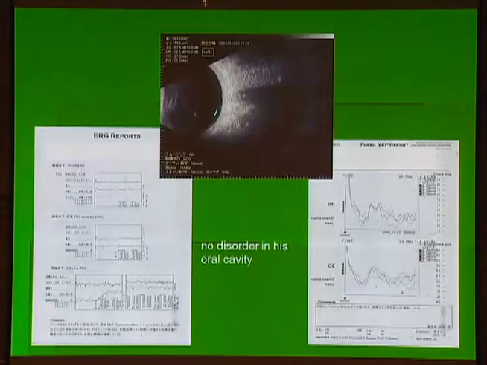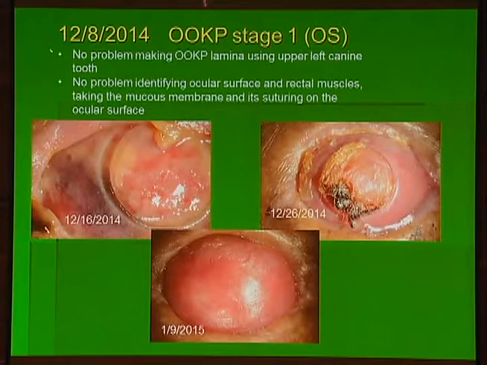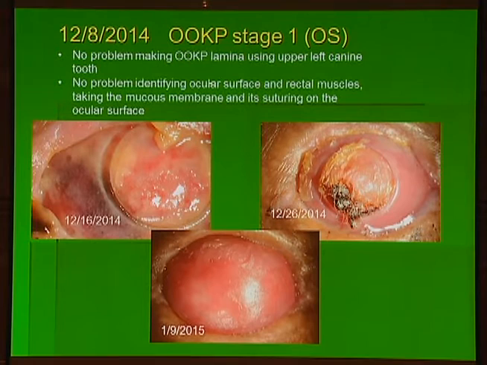Ultrasound looks good, and ERG and VEP were relatively normal, so we decided to do the surgery. In December 2014, OOKP stage one. The lung was quite smooth, with no problem making the OOKP lamina using the upper left canine tooth, no problem identifying the ocular surface and the rectus muscle, taking the mucous membrane and suturing it on the ocular surface like this.